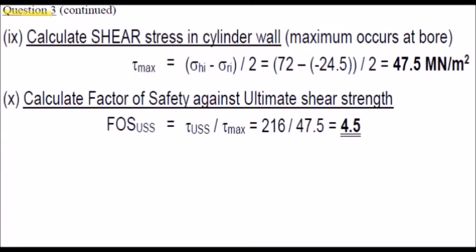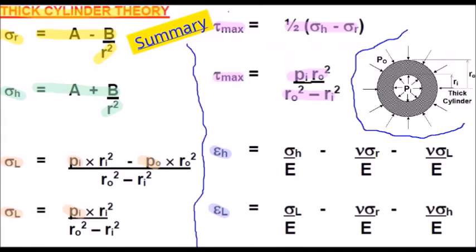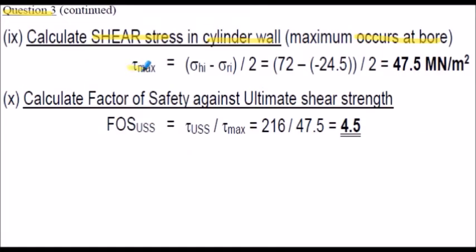Question 3, solution continued. So we're asked to calculate the maximum shear stress in the cylinder wall, and that will occur at the bore. So the equation I'm using here is taken from our summary slide shown at the start of the presentation. I'm going to use this equation, the shear stress. So maximum shear stress then is 72, that's the hoop stress at the bore, minus the negative 24.5 radial stress, notice the double negative there, and that's all divided by 2. So 47.5 meganewtons per meter squared is the maximum shear stress in the vessel wall, which occurs at the bore.